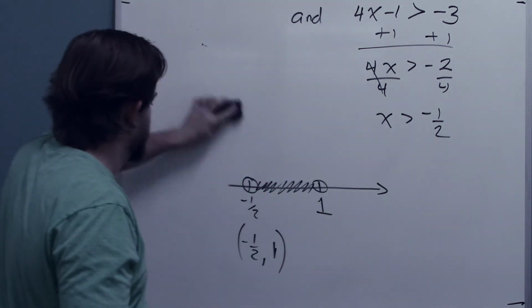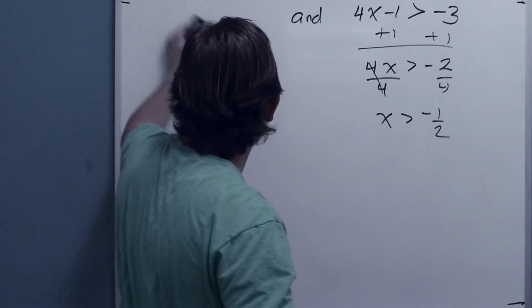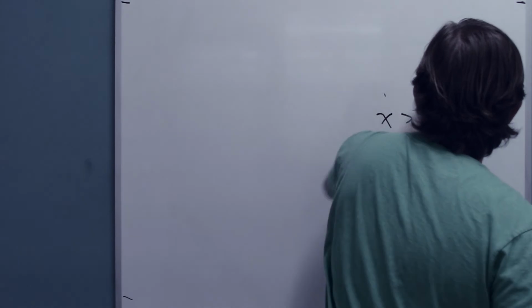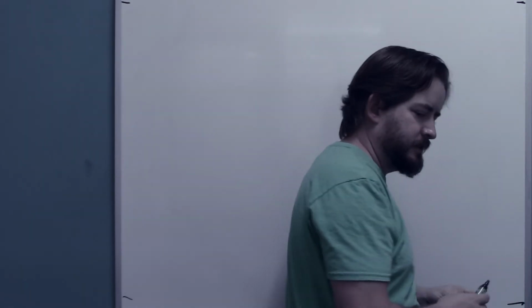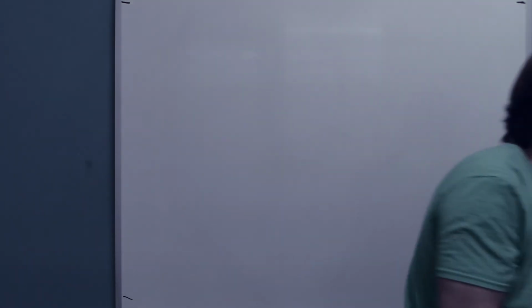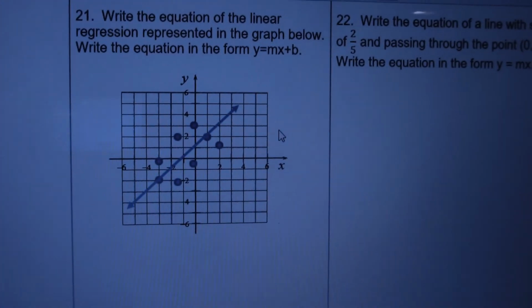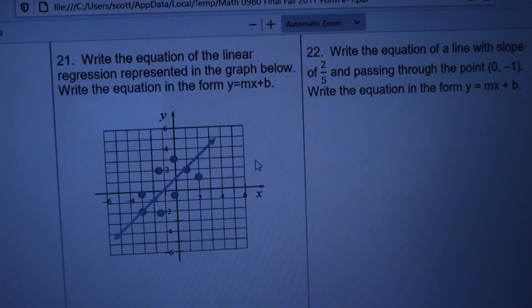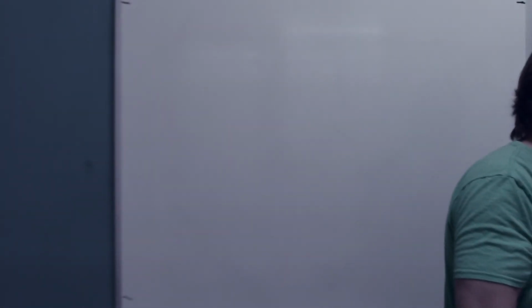21, let's look at that one. And I'm not gonna draw it because that'll take me all day, and it'll look like garbage anyway. So I'm going to just throw it right up there. We're looking at that. And it says, write the equation of the linear regression represented in the graph below. So what I'm going to do, still my little stylus here.